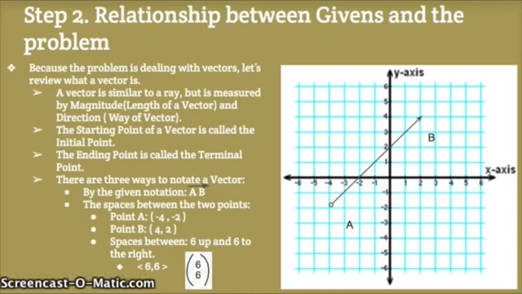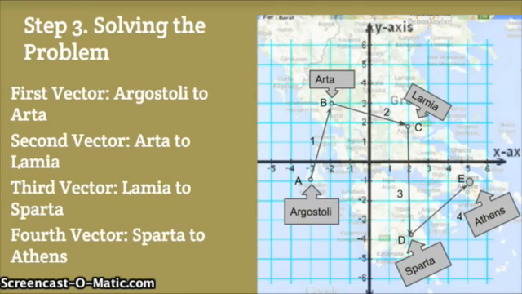Our third step is solving the problem. Our first vector would be from Argostoli to Arta. Our second vector would be Arta to Lamia. Our third vector is Lamia to Sparta. And our fourth vector is Sparta to Athens.